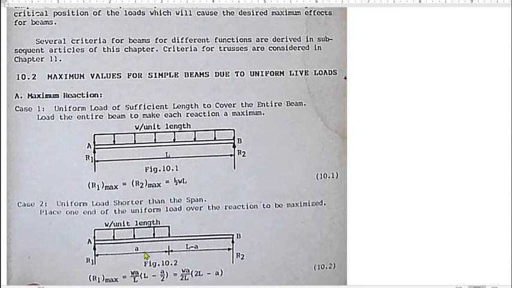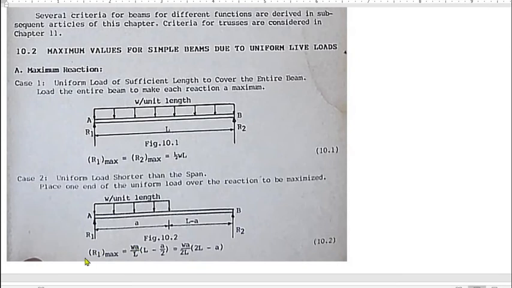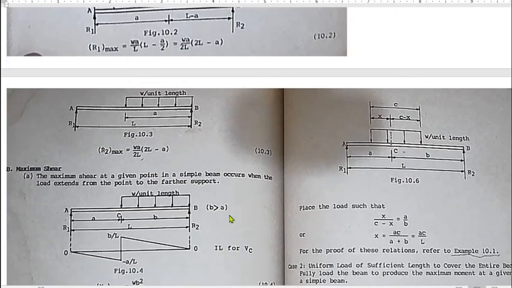Ayun, para ma-maximize mo dito yung shear, ilalagay mo yung isang end ng uniform load sa support. Okay, so reaction here becomes WA all over L times the quantity L minus A all over 2. Now, you can derive this using summation of moments at B. Now, let's go to the next page.